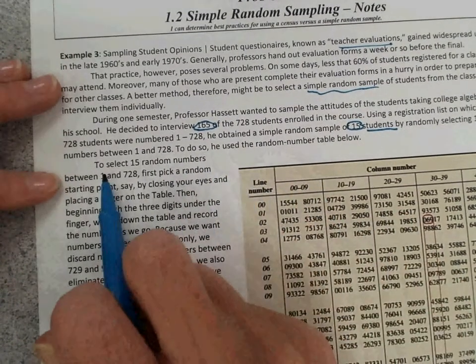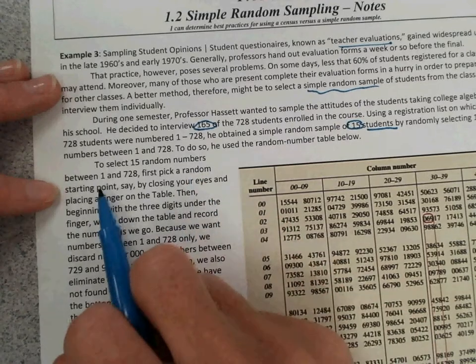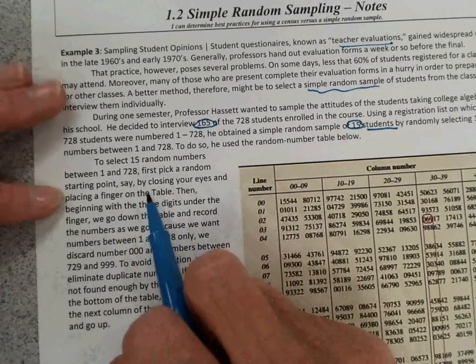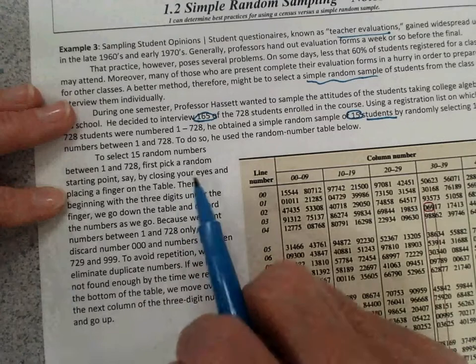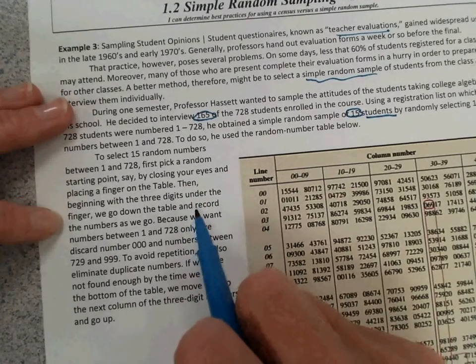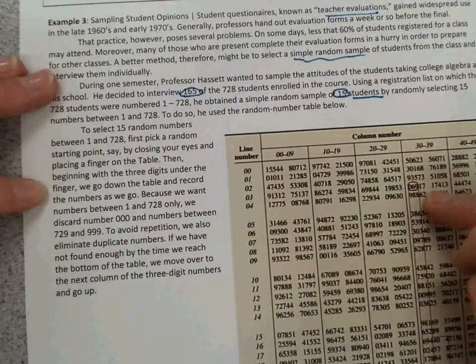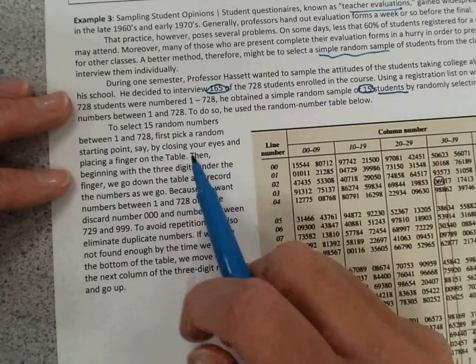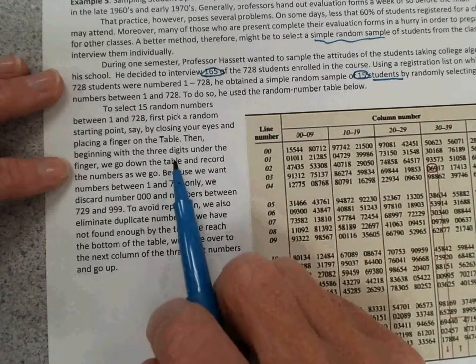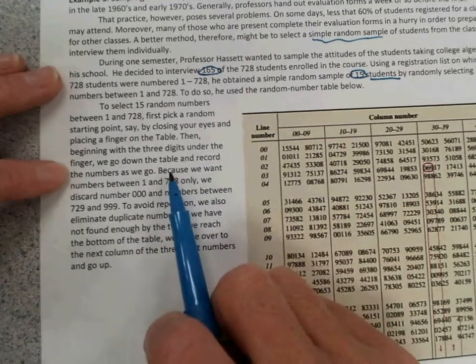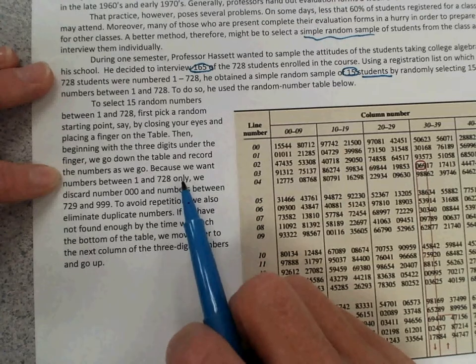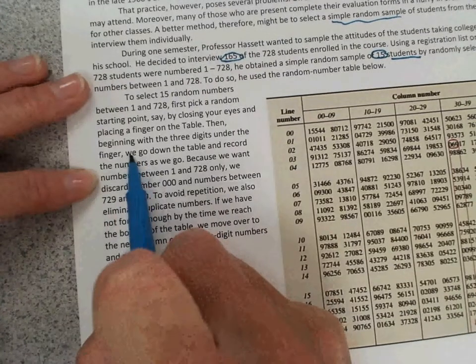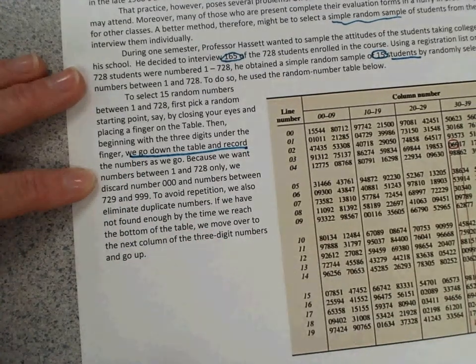To do so, he used the random number table below. To select 15 random numbers between 1 and 728, he first picked a random starting point. So in this scenario, we're all going to start in the same spot for the sake of consistency, but when you're generally using a random number table independently, you can select the spot where you begin. So closing your eyes, placing your finger, and then beginning with the 3 digits under the finger, we go down the table and record the numbers as we go. There are directions. We go down the table.